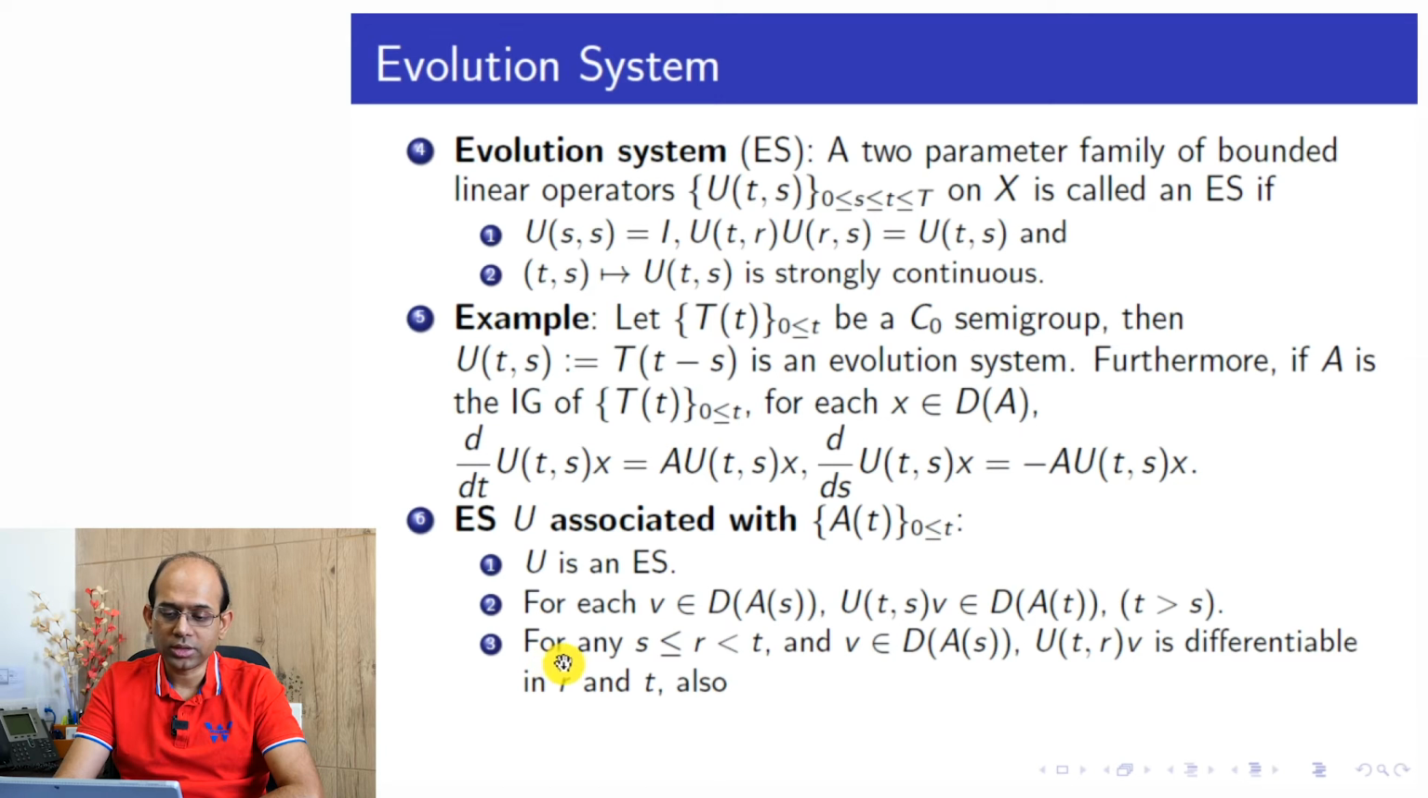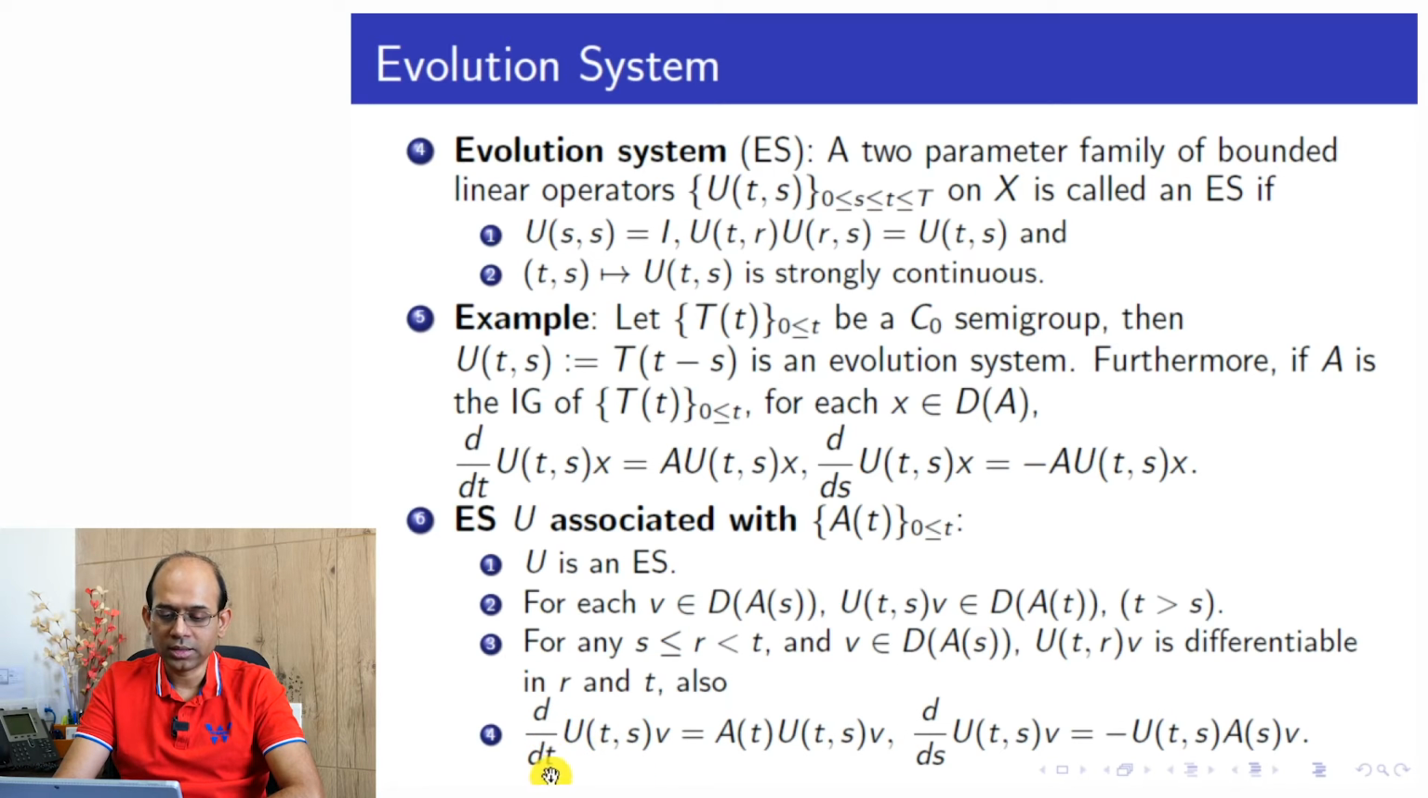So the third point is that for S less than or equal to T, here we require the expression of the derivative, how A and U are related. So this is the derivative: d/dt of U(T,S)V is equal to A(T)U(T,S)V. It looks almost like what is written above, but of course there is some difference, because there A was constant, not a function of time, but here it depends on time.